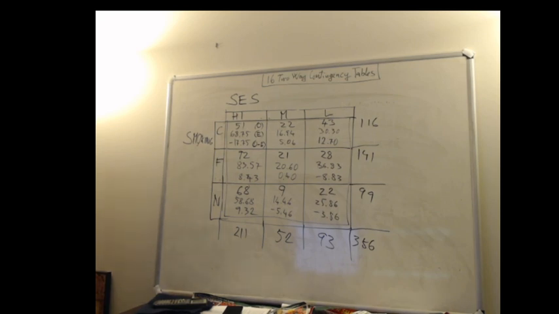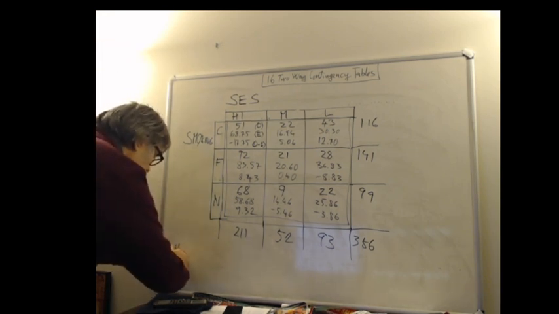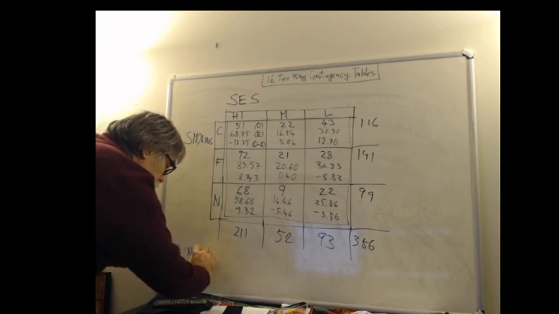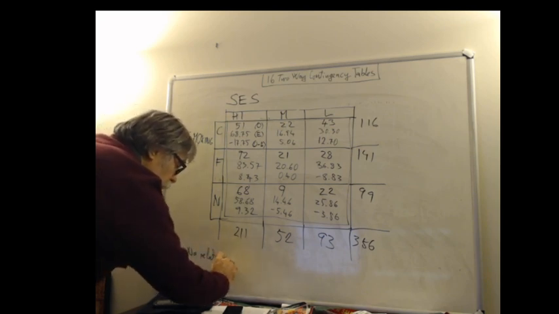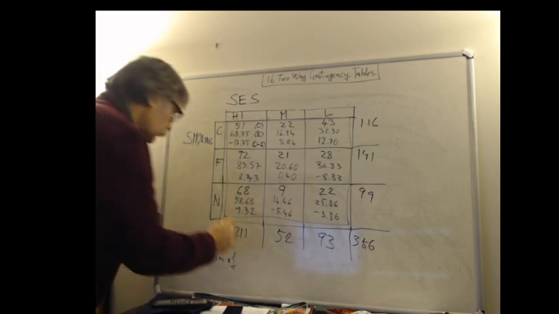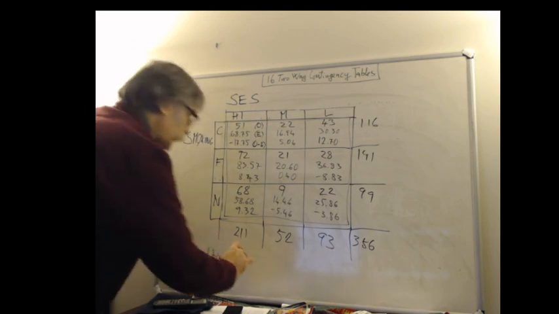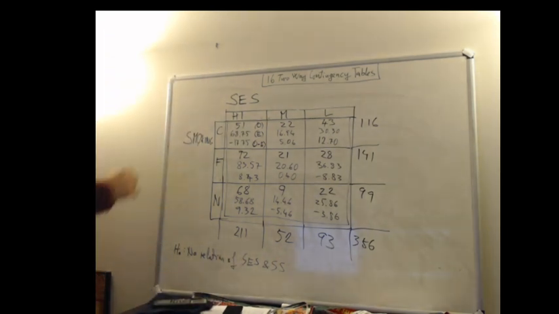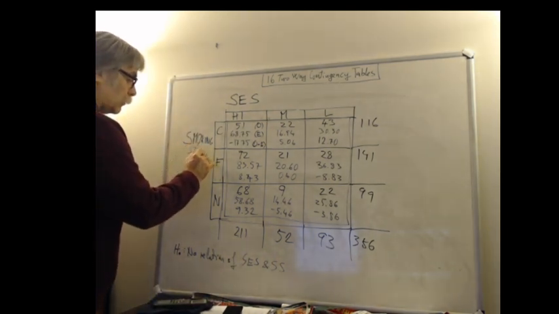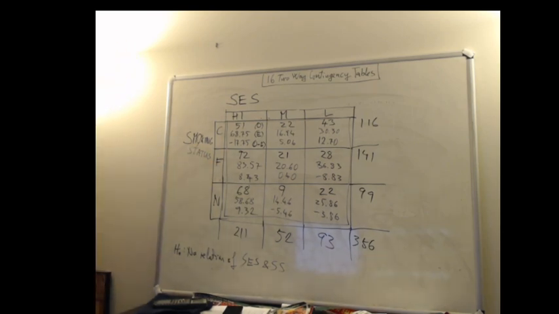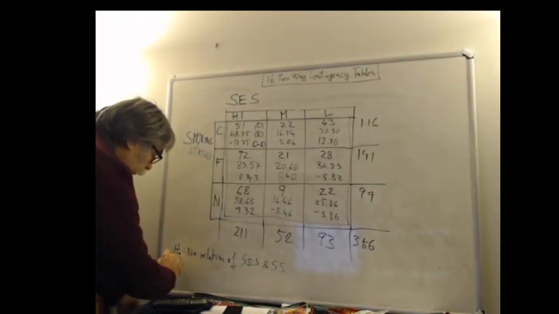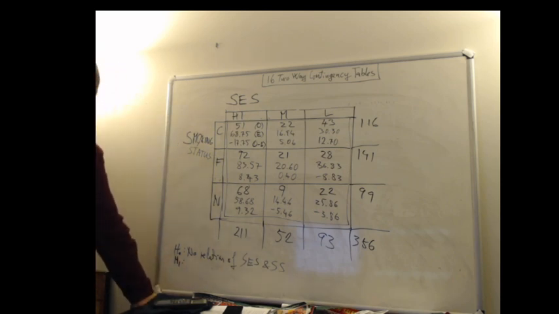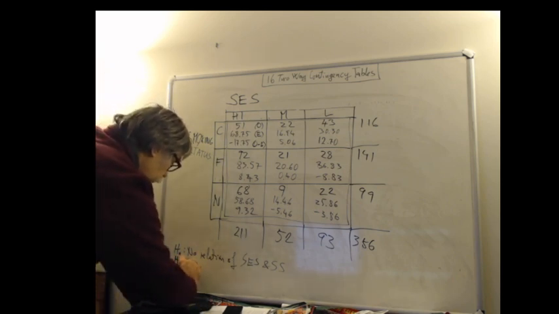Okay, now the setup of the test. So what's our setup of the test? H0: no relation of socioeconomic status and smoking status. Let's put it this way, smoking status: current smoker, former smoker, never smoker. That's a smoking status. Okay? The H1 is the direct negation of that, so there is a relation.